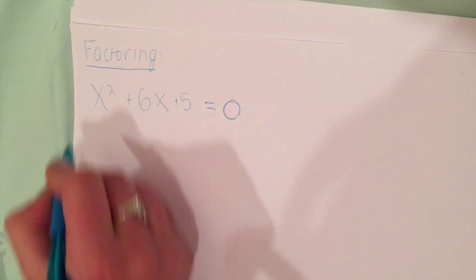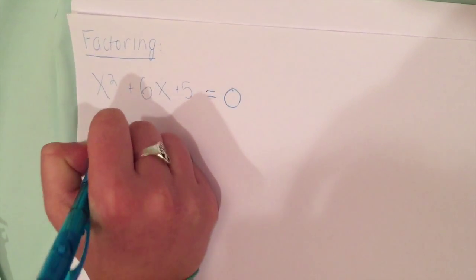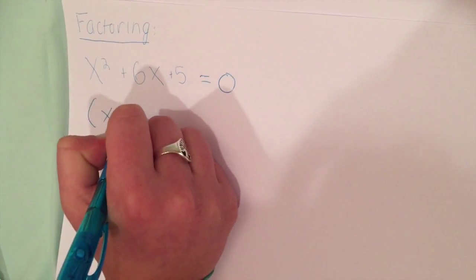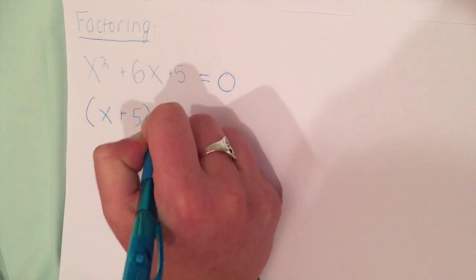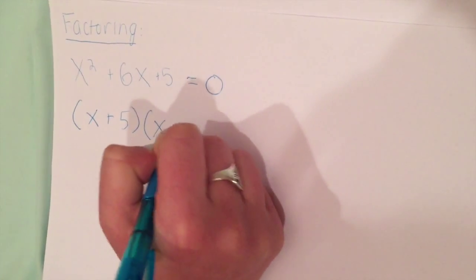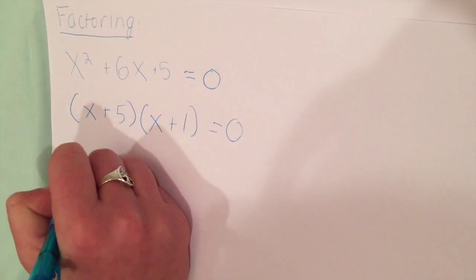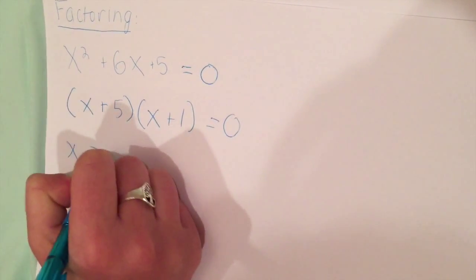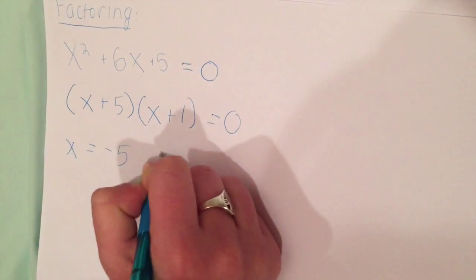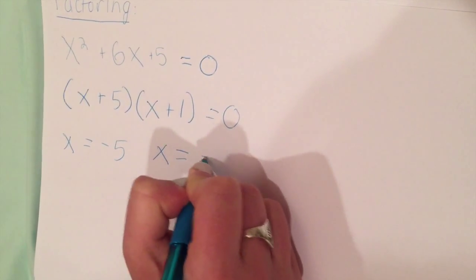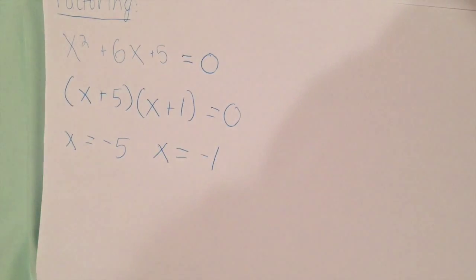This equation is a standard equation to graph. To do this, you have to find the numbers that multiply to equal the terms of the equation. These two numbers are 5 and 1. So the first parenthesis will be x plus 5, and the second parenthesis would be x plus 1, and the whole equation equals 0. And then you set both parentheses equal to 0, and you get x equals negative 5 and x equals negative 1.